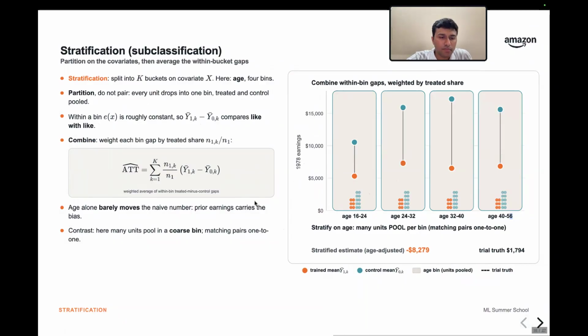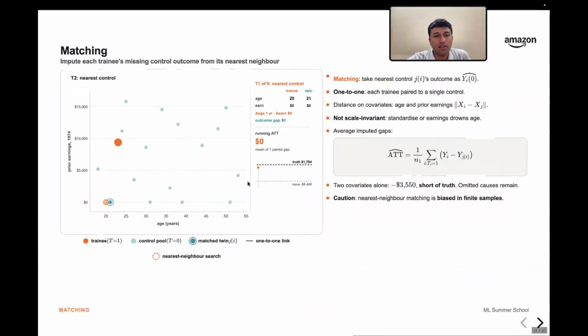So those are some problems with stratification, but overall, this approach works well for a smaller number of x values or smaller number of things that you want to condition on. But what happens if you go beyond one or two x, right? So another technique to do the same balancing is matching. The idea here is that for every data point in your data set, and let's say you are looking at two axes, age and prior earnings, you would try to find the nearest neighbor of that particular data point, right?